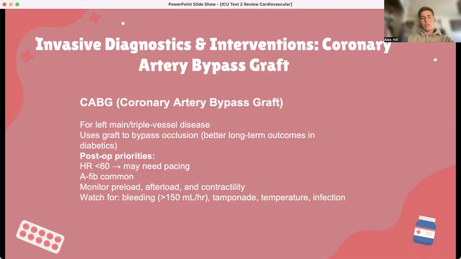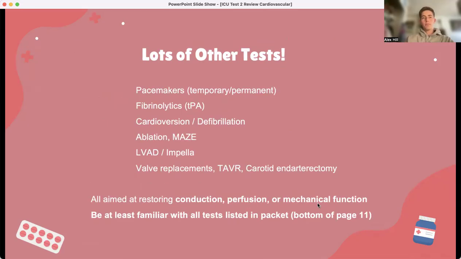So yeah, just watch for vital signs. What's their heart rate doing? Monitor the preload and afterload. You can tell those things with blood pressure and other things like that. And bleeding, tamponade, temperature. So look for those vital signs. See what's going on. So yeah, just be aware of these other tests.